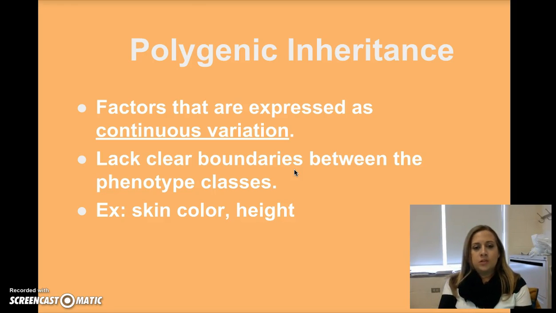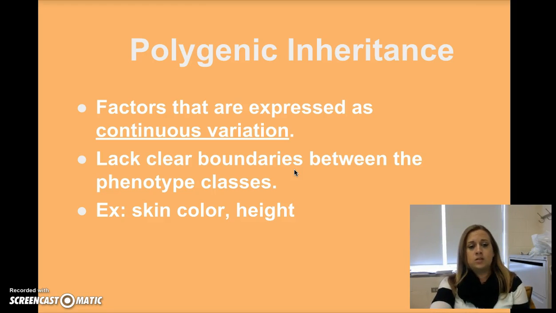And now we're going to talk really quickly about polygenic inheritance. Poly meaning many, genic referring to genes. These are often traits that are expressed as a continuous variation. So there are not clear boundaries between the classes of phenotypes. Two really common examples are going to be skin color in humans as well as height.